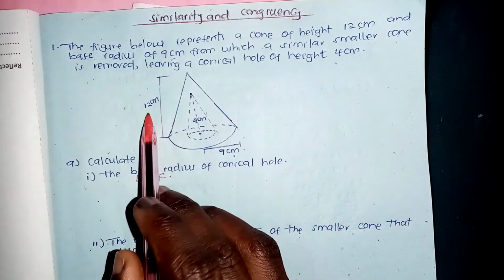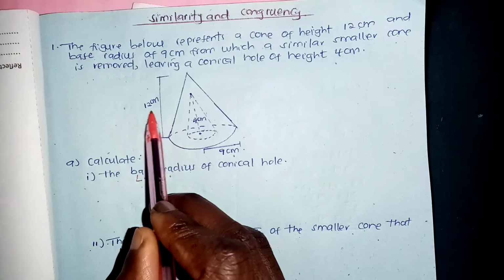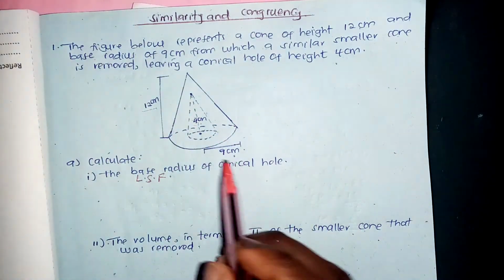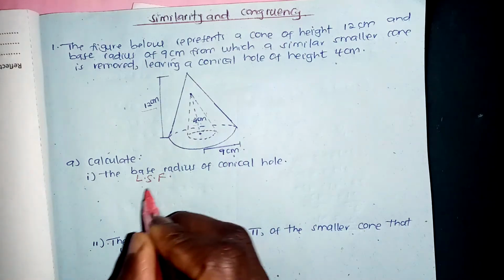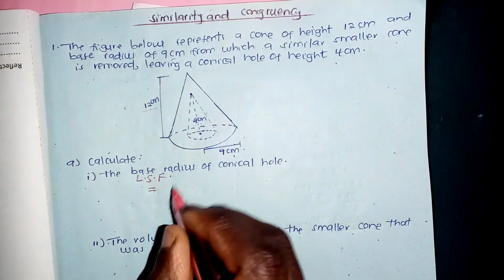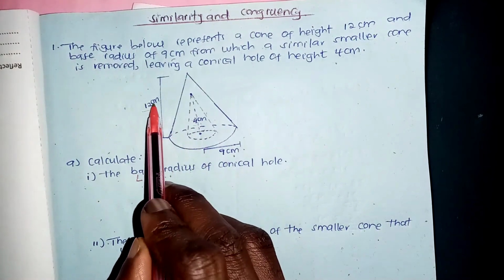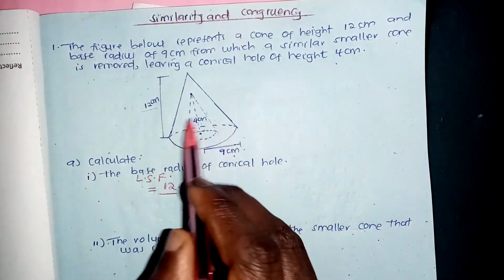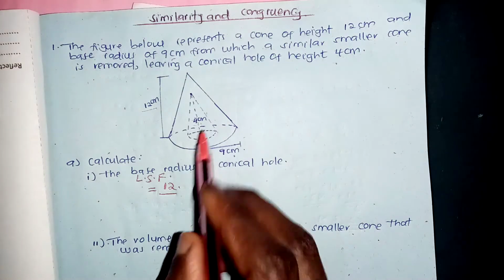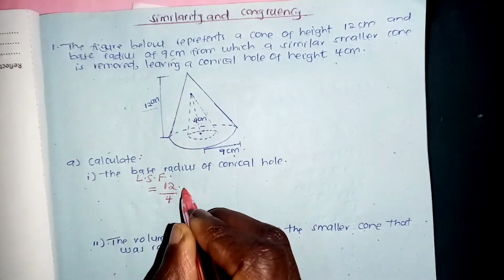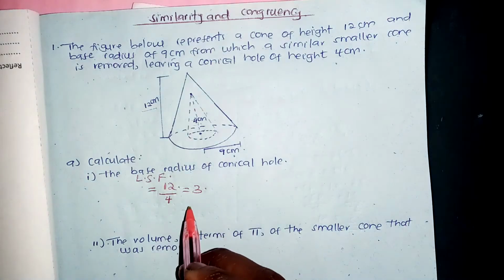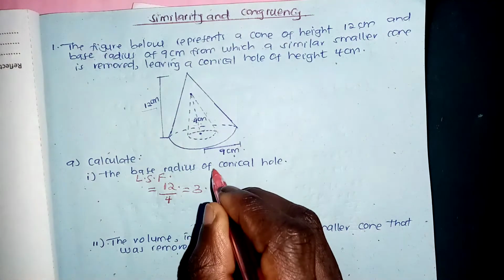So from this we have the height of the larger cone and the height of the smaller cone. We can find the linear scale factor by getting the height of the larger cone, which is 12, divided by the height of the smaller cone, which is 4. Dividing by 4, we get 3. This is the linear scale factor.